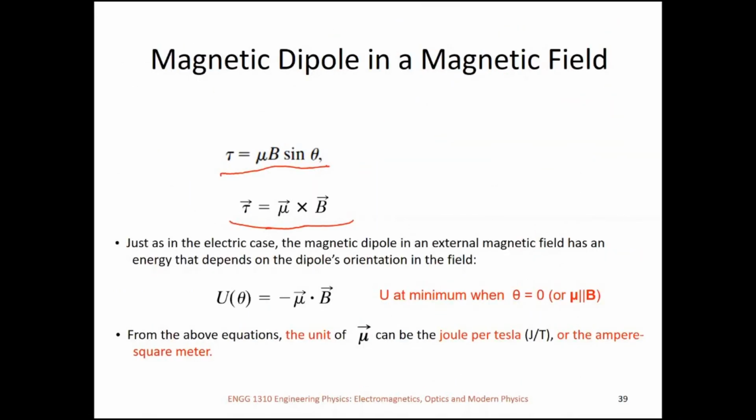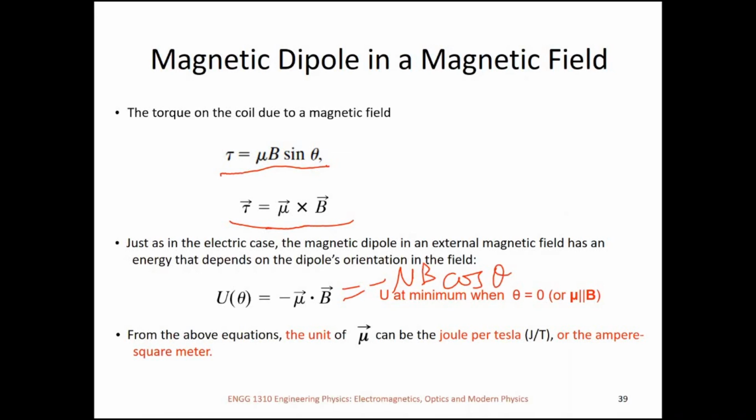Just as in the electric case, the magnetic dipole in an external magnetic field has an energy that depends on the dipole's orientation in the field, which is defined as the potential energy U equals minus mu dot product with B. This will have the minimum value when theta equals 0, because you can further write it as minus mu B cosine theta.